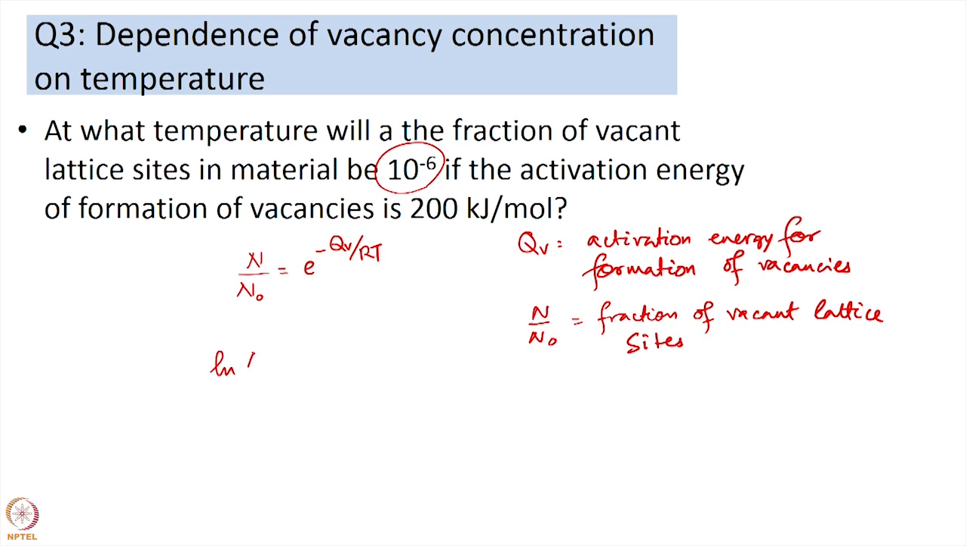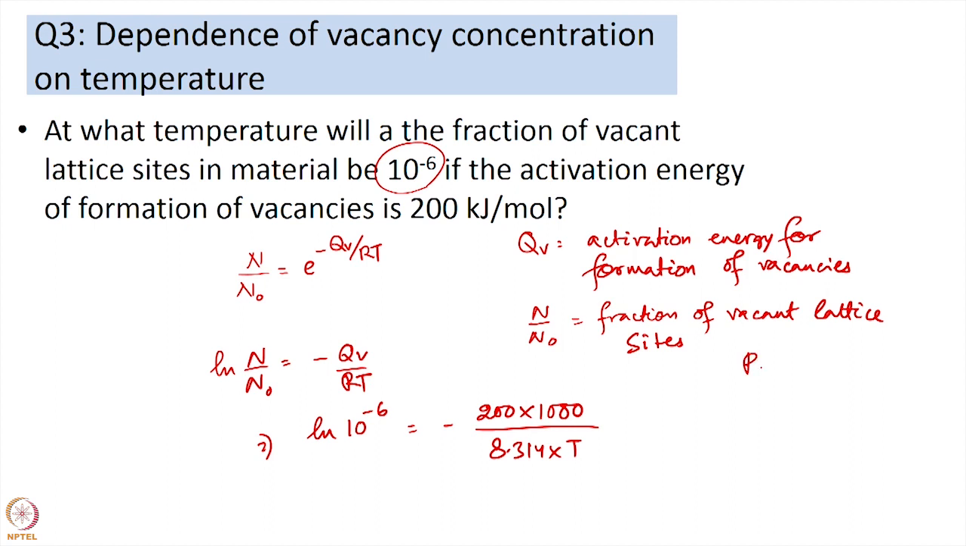So, the problem then basically converts into the following. You have to determine, take log on both sides. So, this implies ln of 10 to the power minus 6 is equal to 200 into 1000 divided by 8.314 into T. R is the gas constant, which has a value of 8.314.